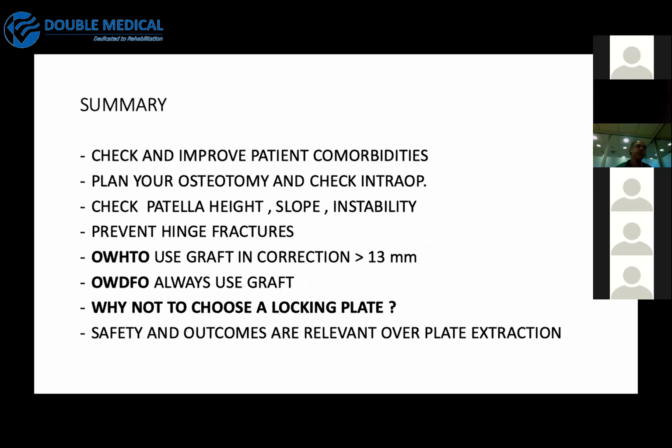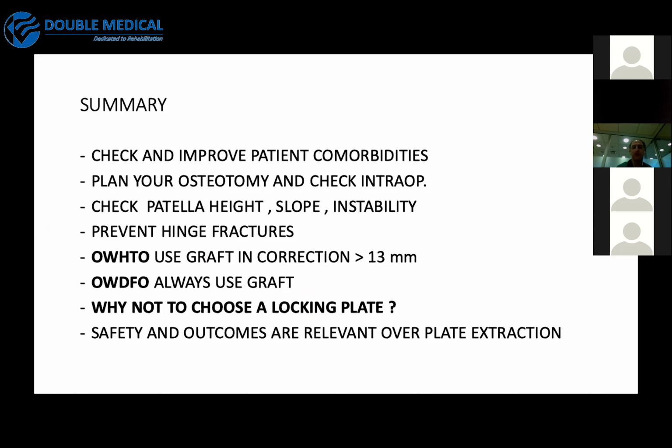So in summary, to prevent complications, you need to check your patient and improve the comorbidities, mostly in the older ones. You need to plan your osteotomy, but you don't have to stay strict with your plan. You need to check intraoperatively what will be the later alignment of the patient. You need to check the patellar height, the slope, and the stability, and add instability reconstruction at the same time if needed.